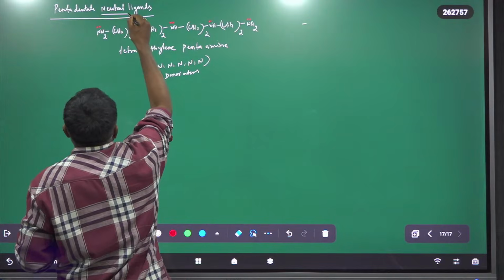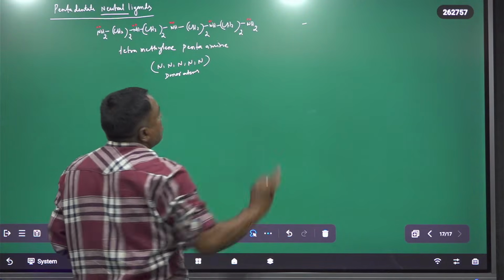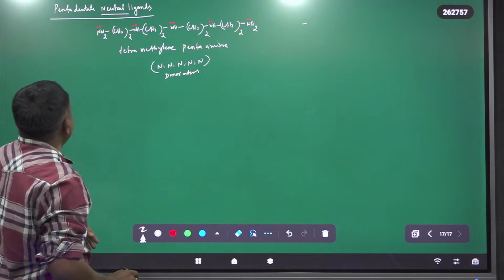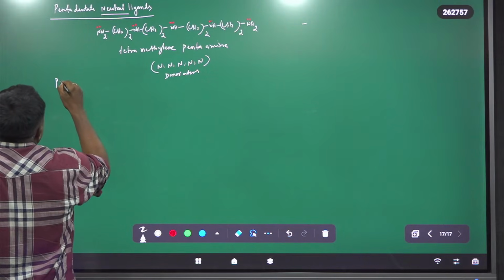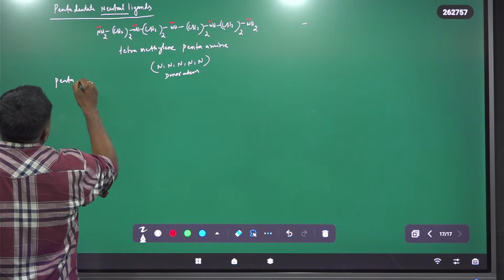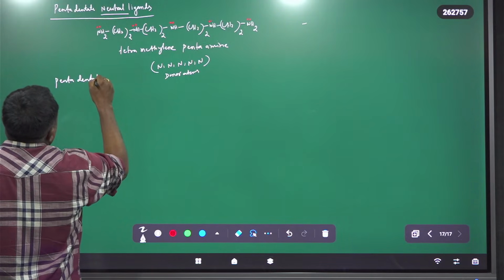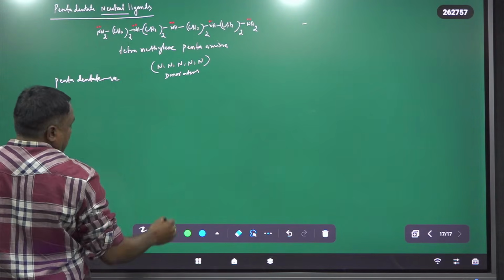Because it is the neutral ligand, is there any charge now? No charge on the ligand species. And then the pentadentate negative ligand.